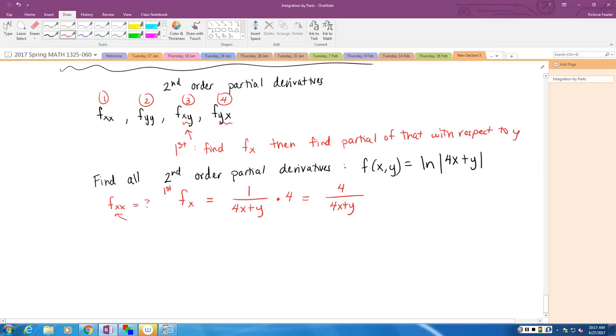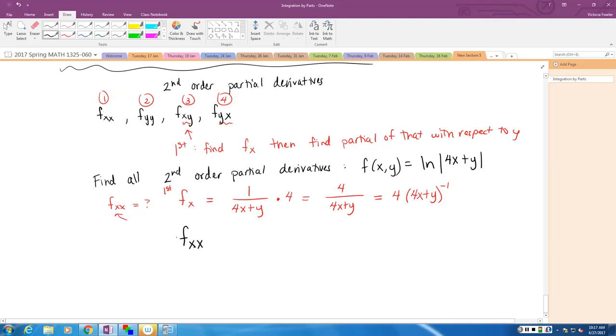Have I found a second order partial derivative yet? No. There will be an easier way than having to do quotient rule, by the way. So what's another way to rewrite this? 4 times the quantity 4x plus y raised to the negative 1. Okay.